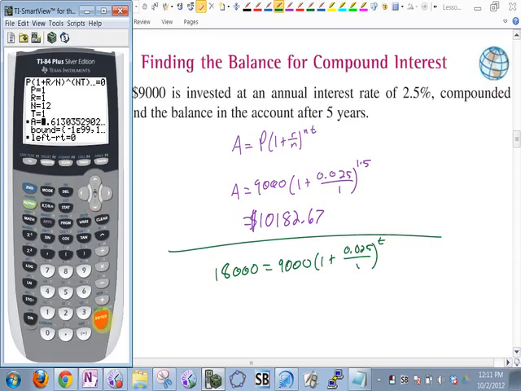$2.61. That's better. Much better. What if I compound this investment daily, 365 times? How much money am I going to have? $2.71. We're getting closer to $3.